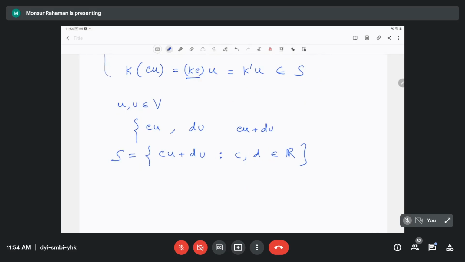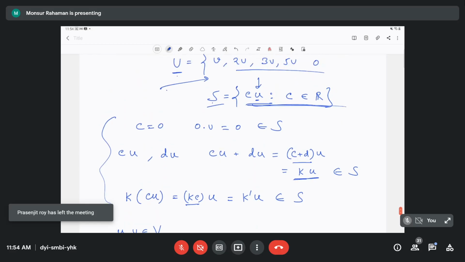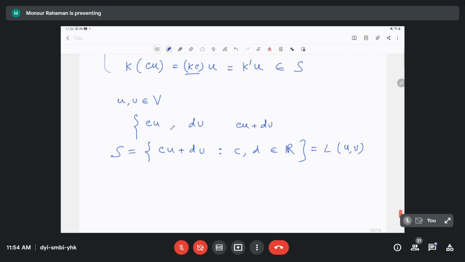You can again prove that this is a vector space. You are making it out of two vectors, u and v. You are making a vector space out of two vectors, u and v, and this is the smallest one which contains the two vectors u and v. It is written with a different name. This is L of u, v. It has a name too, but we will not say it now, we will say it later. L of u and v, okay.